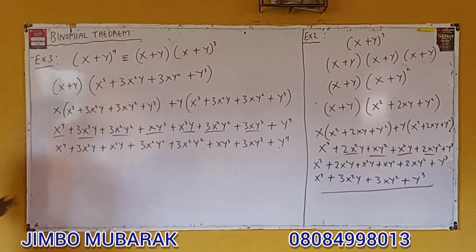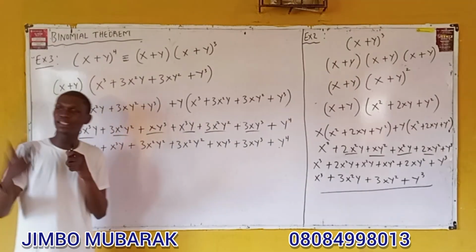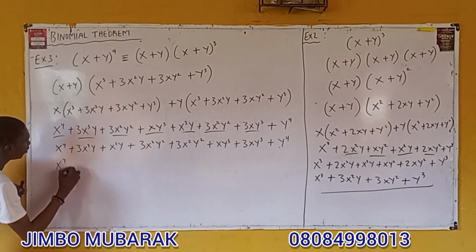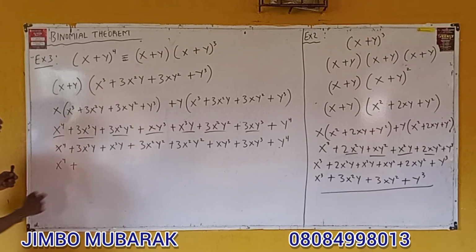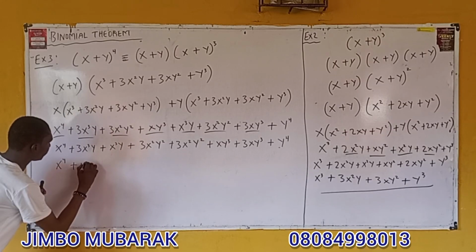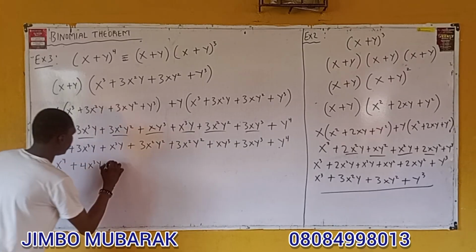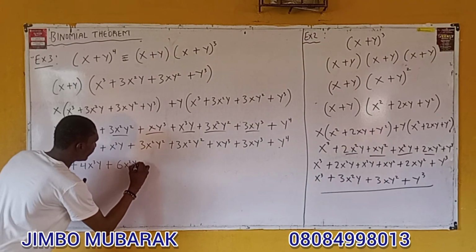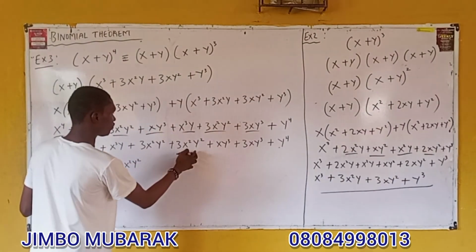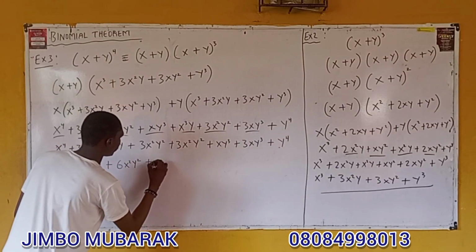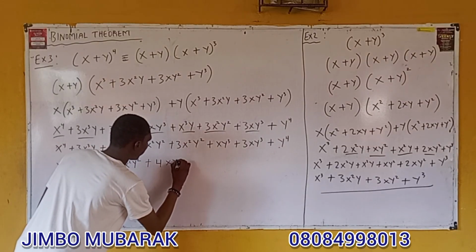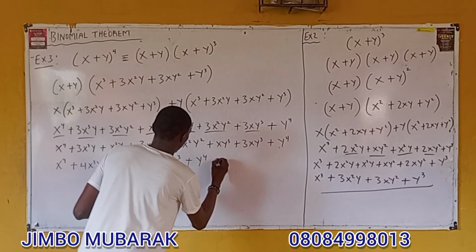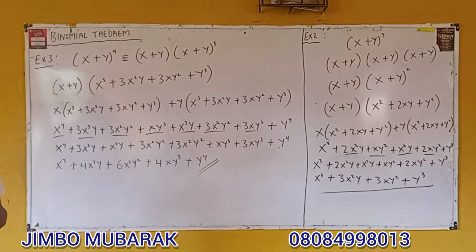Are we good? So at this point, we've been able to do what? To collect like terms. So now we can add x raised to the power 4 plus what? 3 plus 1 is what? 4x cubed y. 3 plus 3 is what? 6, right? 6x squared y squared. This is gone. This plus this will give us what? Plus 4xy cubed. What's the next one? Plus y raised to the power 4. So here's the final answer.